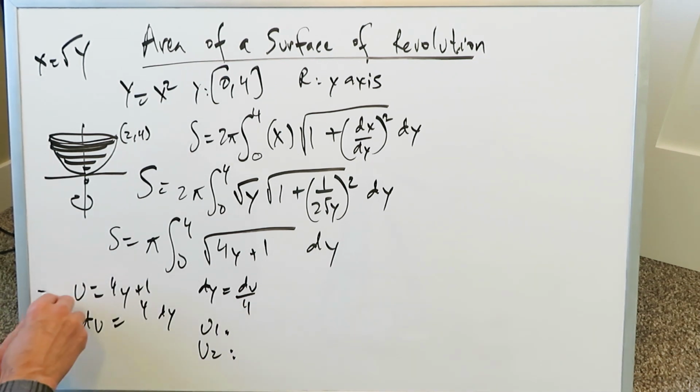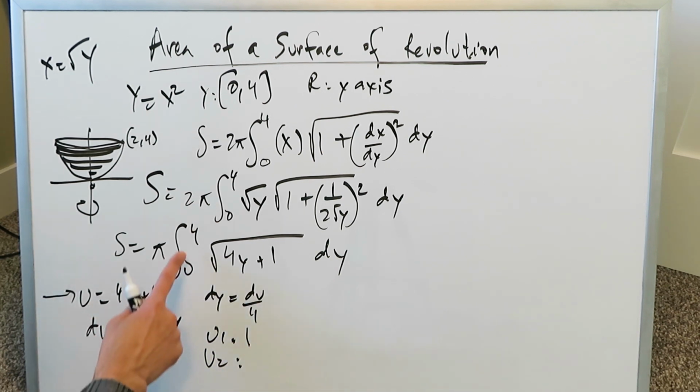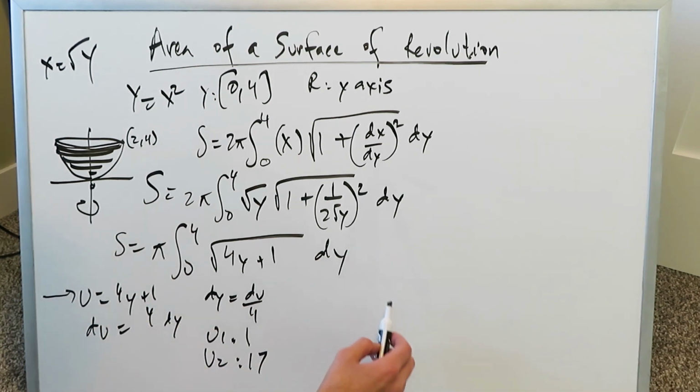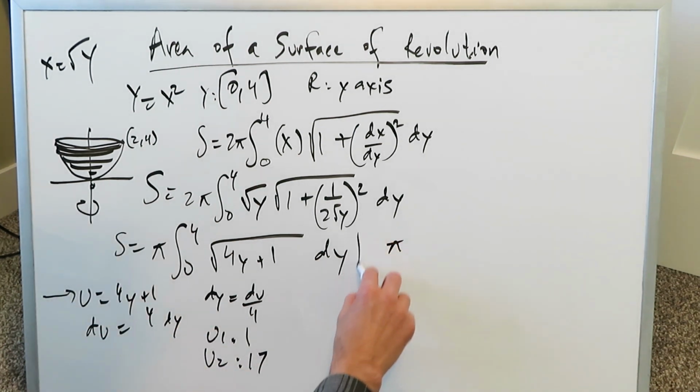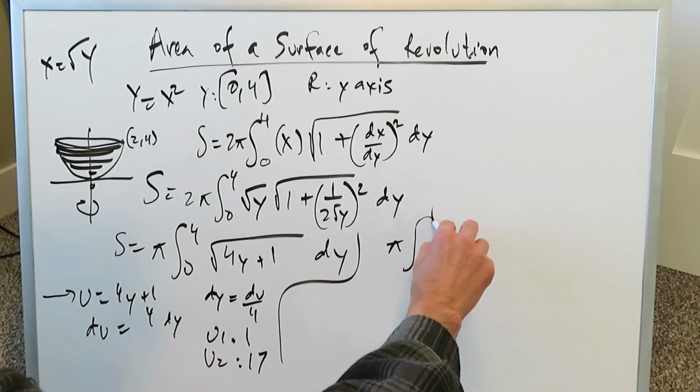u1 and u2 are your new items. You have to develop limits based on this. When you put the original 0 in place of this, you have 4 times 0 plus 1, so your u1 becomes a 1. But when you put 4 in here, you have 4 times 4 plus 1, you get a 17. Then proceeding with the substitution, let's just create a little space over here. We're looking at everything now from 1 up to 17.